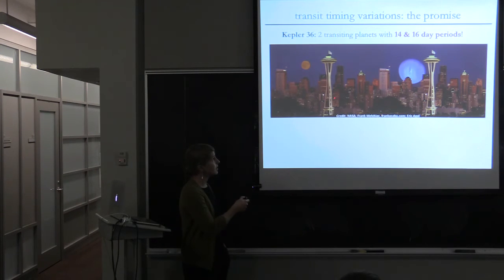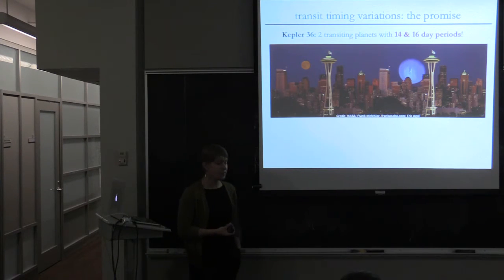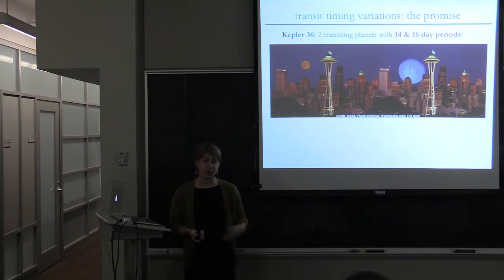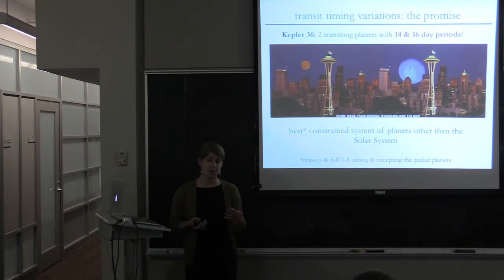And just for comparison, here is Seattle on our planet, and this is how big the moon appears in the sky. And actually, at closest approach, the distance between these two planets is only 5 times the distance between the Earth and the moon. And these planets have a combined mass that's something like 10 times more than the Earth-Moon system. So these planets are interacting very, very strongly. And those strong interactions have actually allowed us to characterize the system in exquisite detail. This is the best characterized set of planets that we know of outside the solar system. And all of that information is coming from transit timing variations.